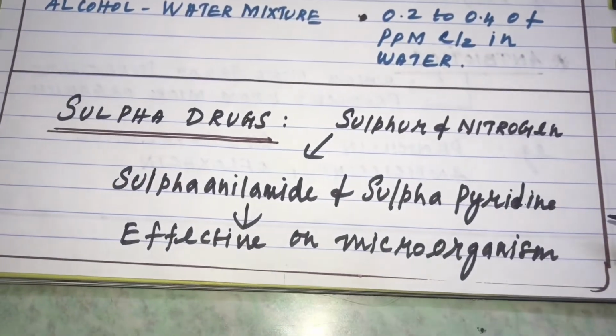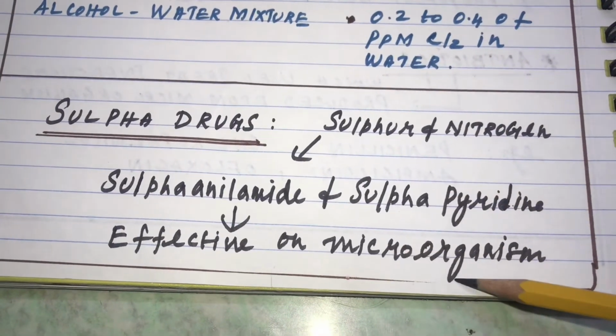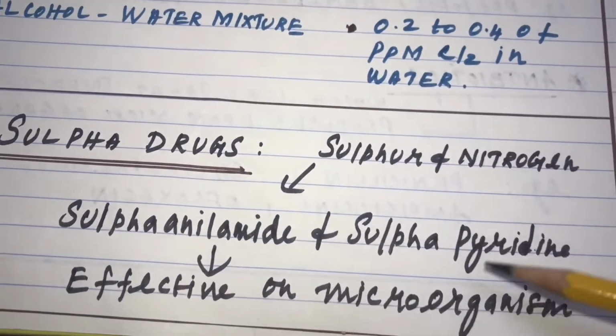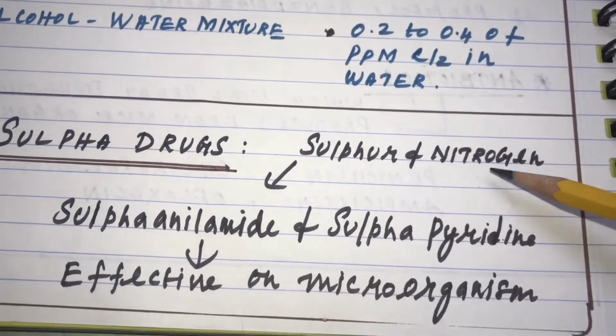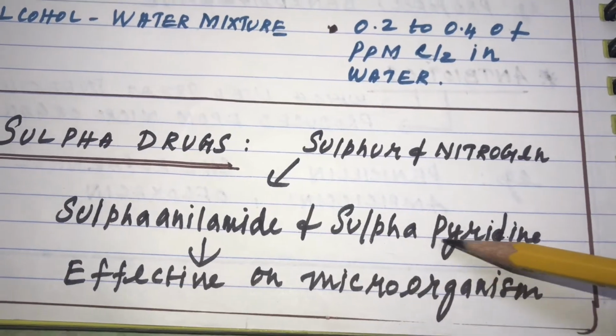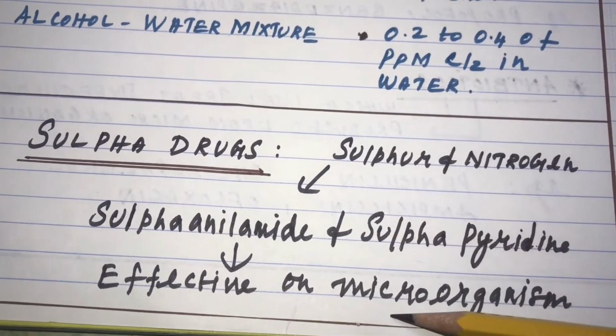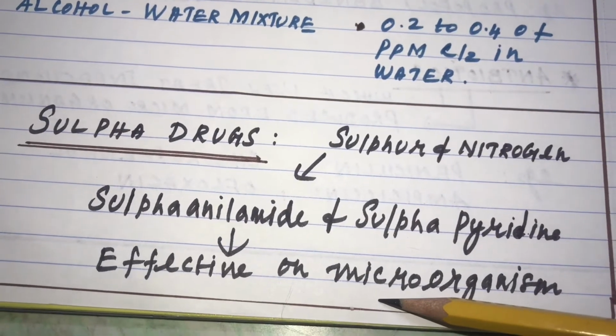Next one is sulfa drugs. Sulfa drugs are effective on microorganisms, killing microorganisms that contain sulfur and nitrogen. Sulfanilamide and sulfapyridine are used as sulfa drugs effective on microorganisms.